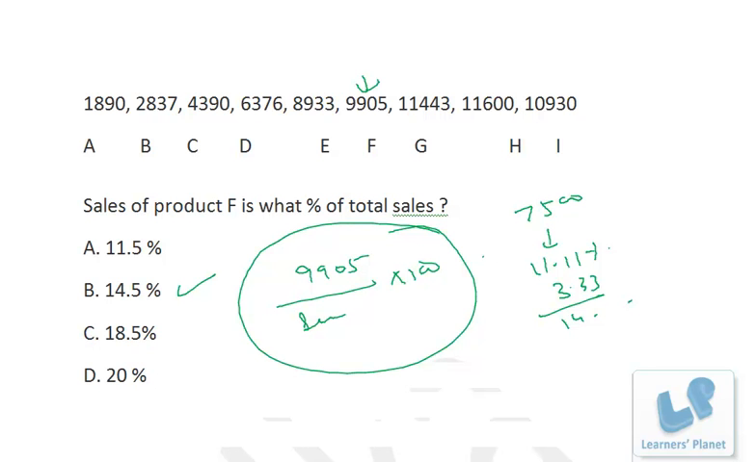So whenever you have to find out the percentage contribution of a single data among all the data, just find out the average and just see the deviation. Instantly you'll be getting the answer. Okay, I hope you are clear.